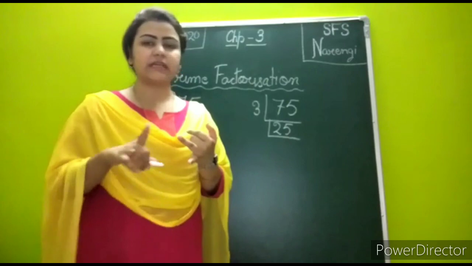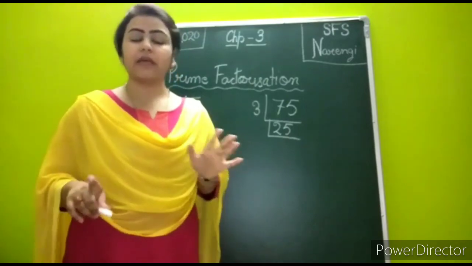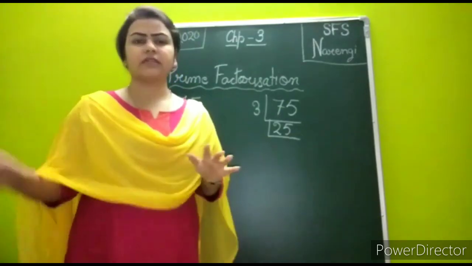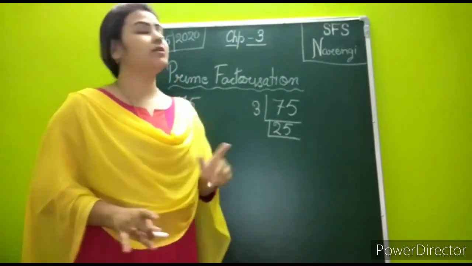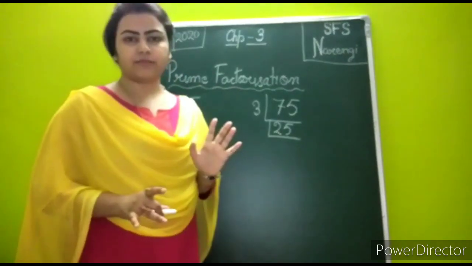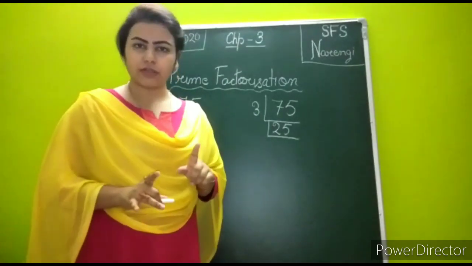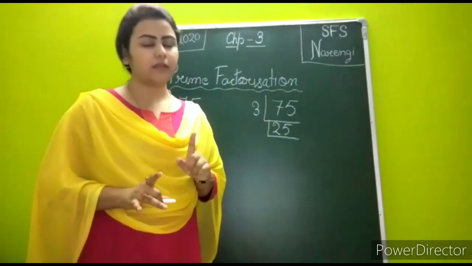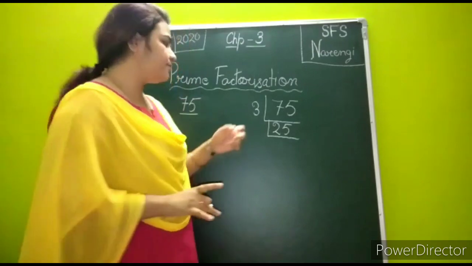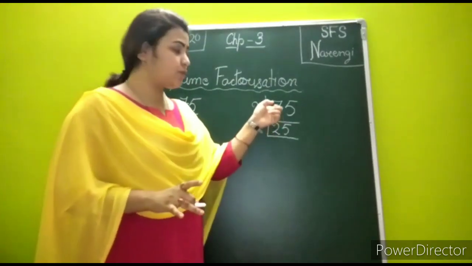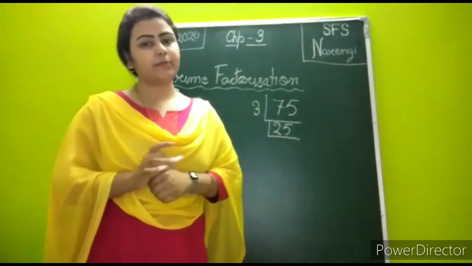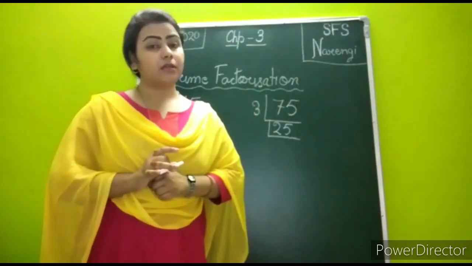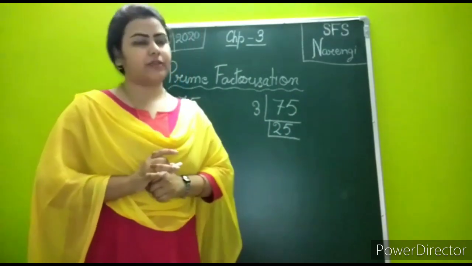No 4, no 6, no 8, 9, nothing. 10, 12, 16, 15, nothing. You have to use only prime numbers for prime factorization. Clear? So, you are going to learn the prime numbers now. Good. So, 3 2s are 6, 1 was carry, 15, 3 5s are 15. Now, 25 is divisible by 3? No, it is not divisible by 3.